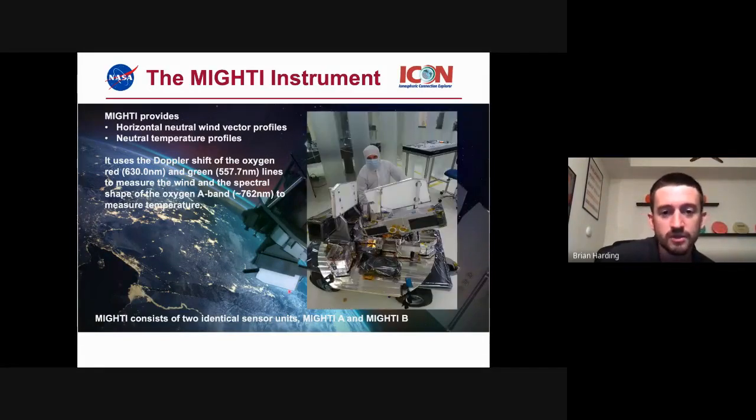Here's just a picture of the ICON payload, and these are the two MIGHTY instruments. The optics here and the big radiators. Here's MIGHTY A and MIGHTY B are the two. You can see both of them here. And this is the PI of MIGHTY, Chris Englert.